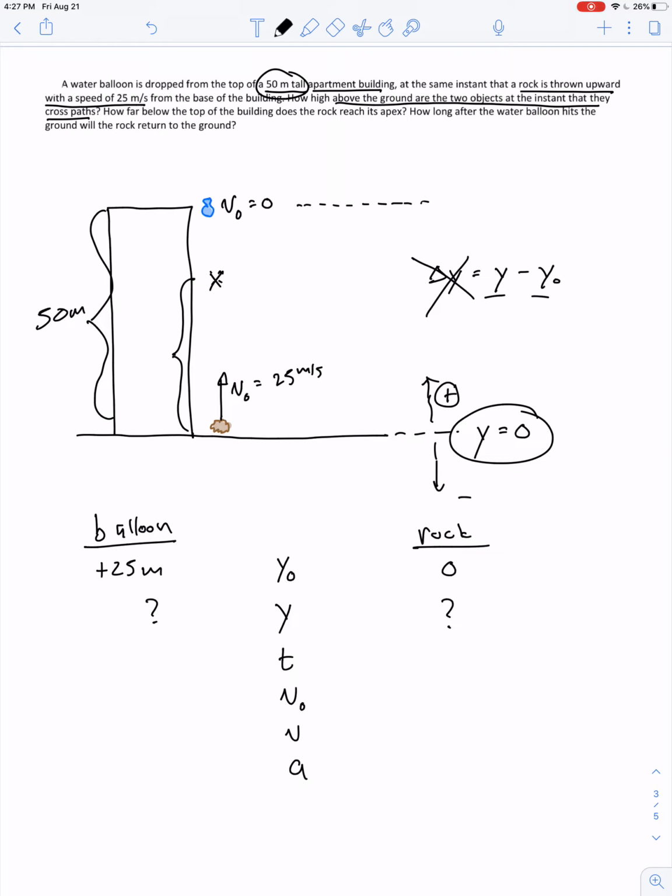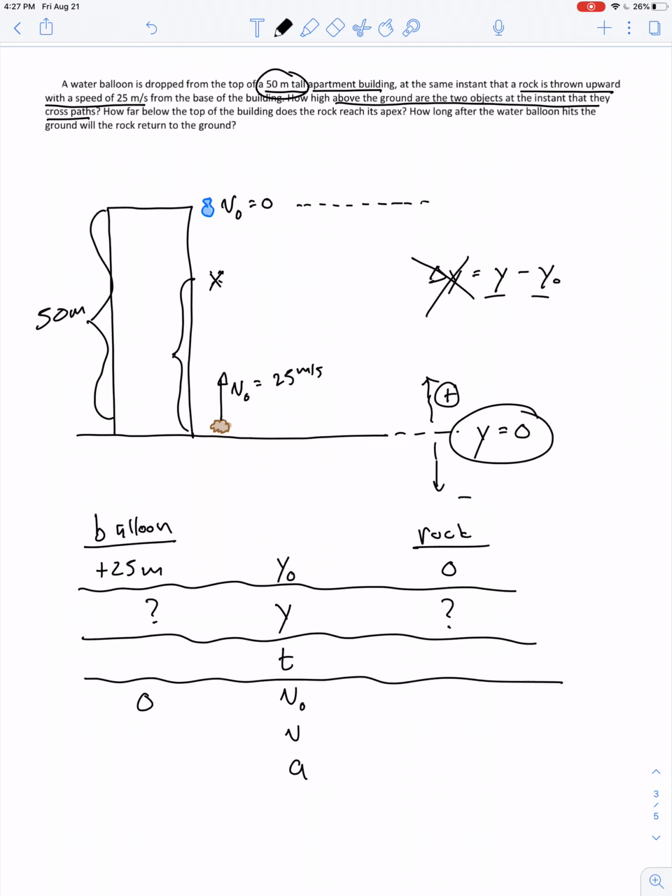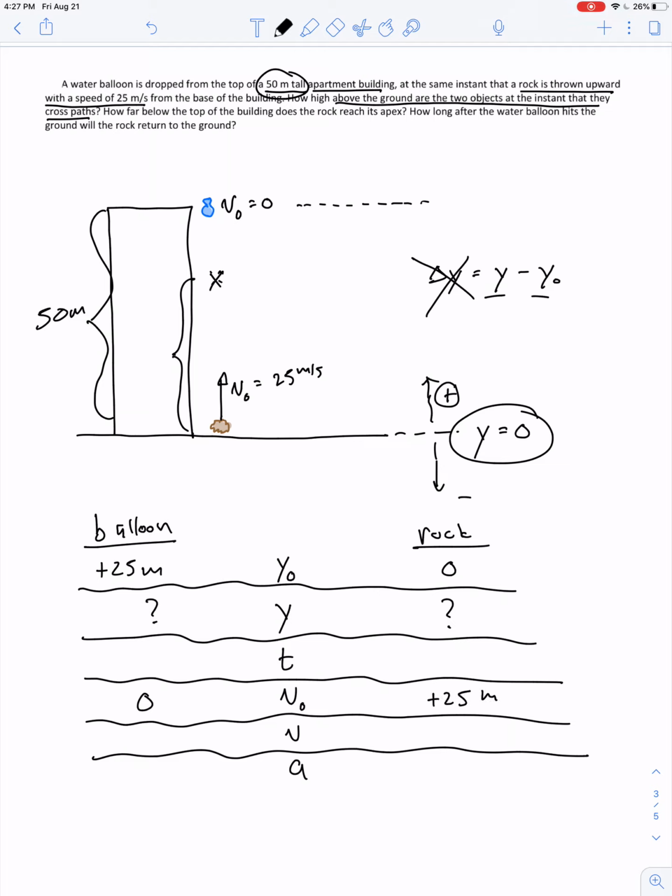The initial velocity of the balloon is 0. And the initial velocity of the rock is positive 25 meters per second. Final velocity, I don't know. Acceleration, I know. The acceleration is acceleration due to gravity.